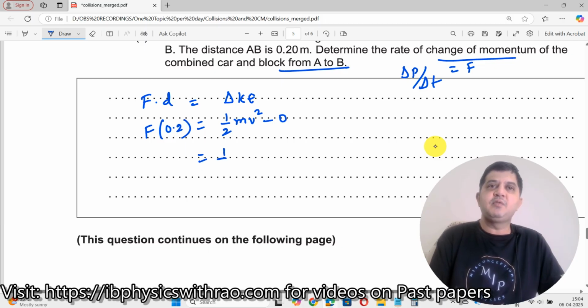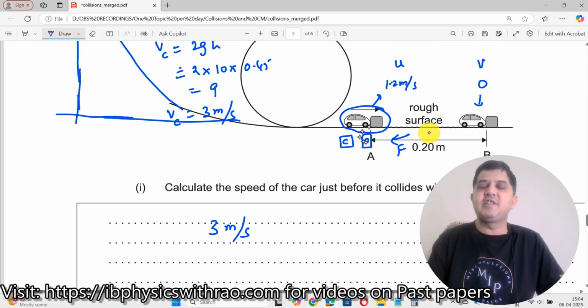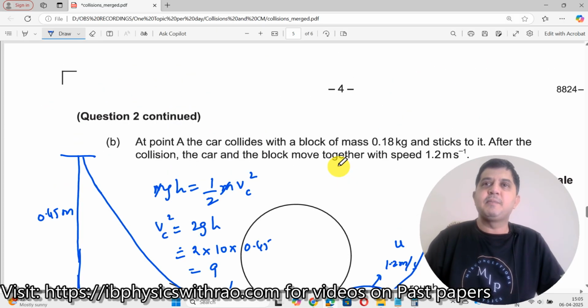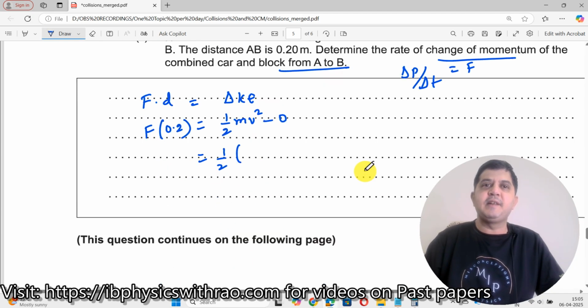Now what is this? Half into, what is the value of M? M is nothing but the total mass of both the blocks. What is the total mass of it? This block had a mass of 0.18 kg, while the car had a mass of 0.12 kg. So the sum of these two would be 0.3 kg.